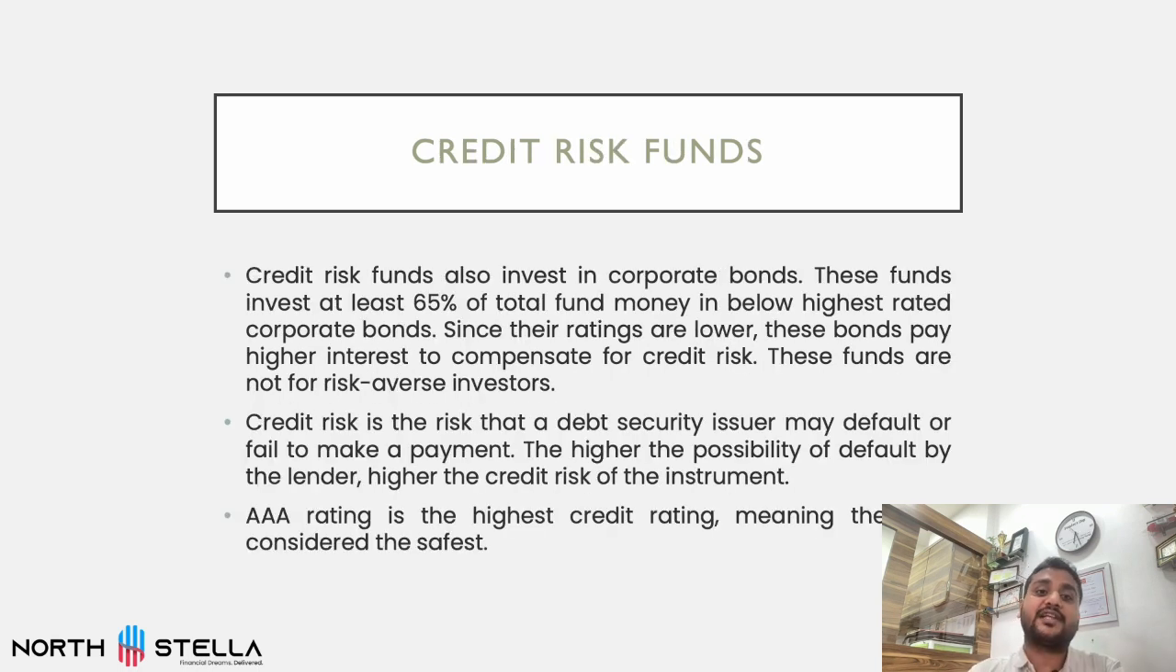Then there are credit risk funds which are available. As the name suggests, these are high credit risk funds. These funds invest 65% of the total fund money in lower rated corporate bonds. Since their ratings are lower, these bonds pay higher interest, right? So apart from triple A rated, they will go for AA plus, AA minus kind of bonds, which have a lower rating and a high interest rate, right? So investors who want to invest in a debt mutual fund and want to take a higher risk can always opt for a credit risk fund.